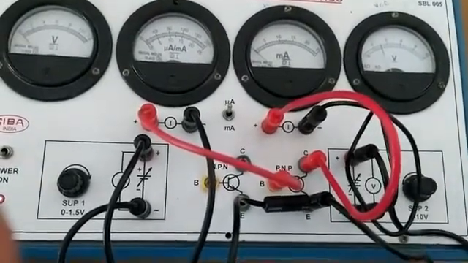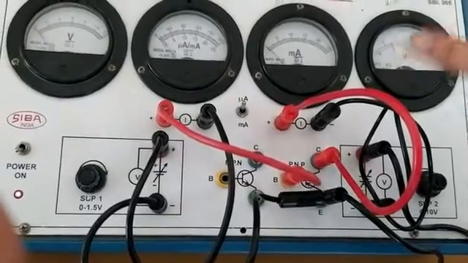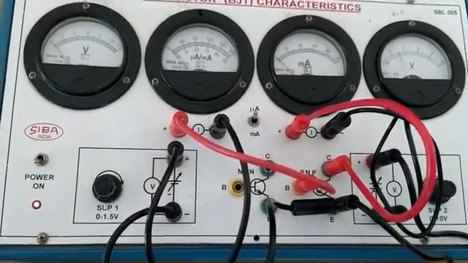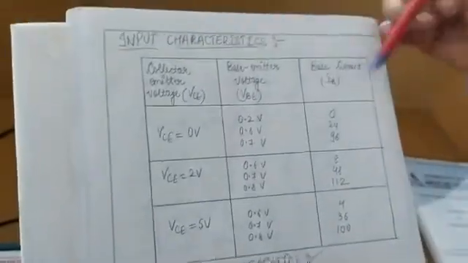Now what we are going to do is, firstly we will be deriving the input characteristics and then the output characteristics. First of all, we will be doing it for the input characteristic. This is the table that we require for the calculation of the input. I have taken the readings before.